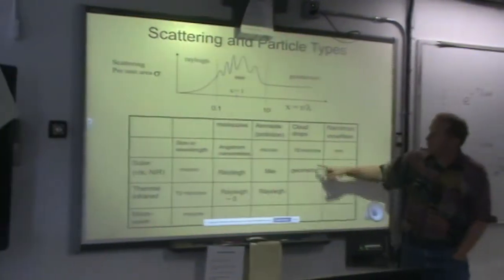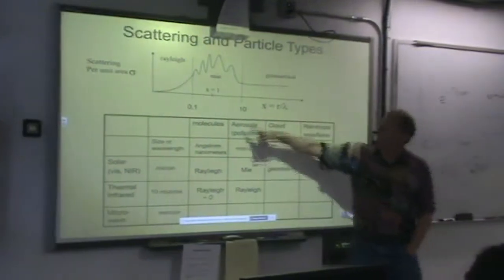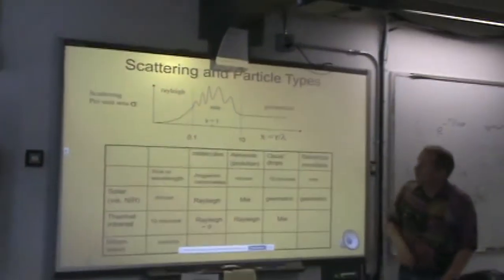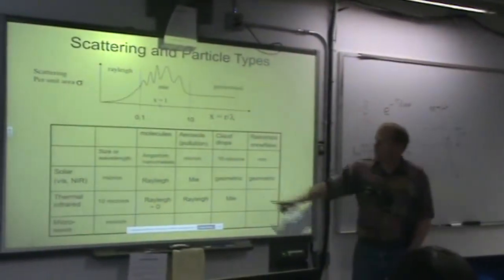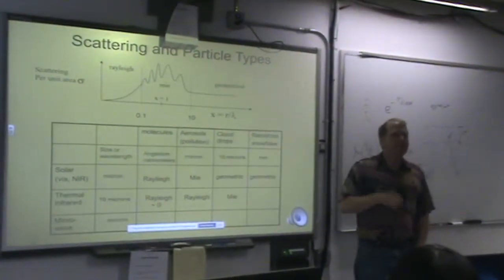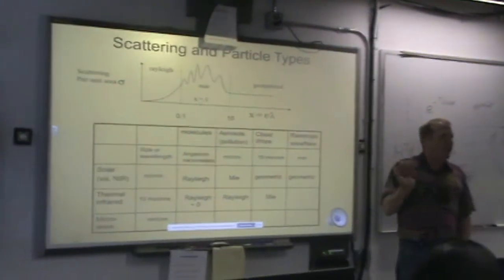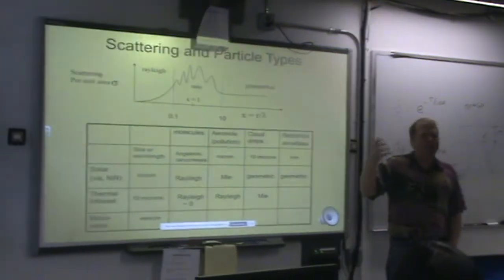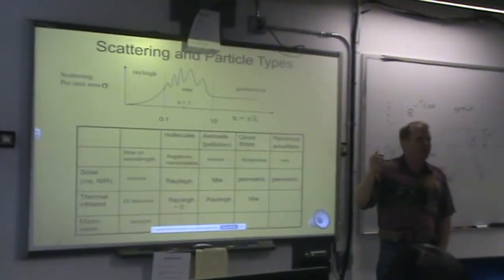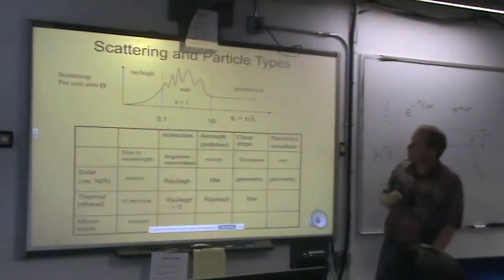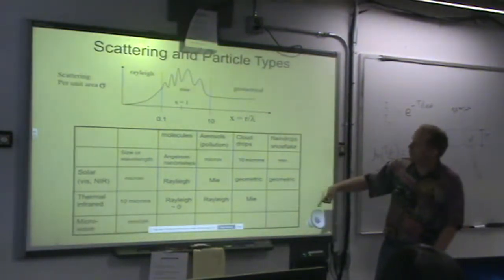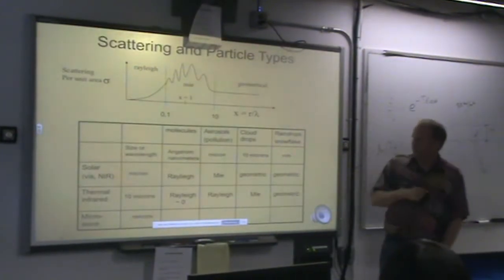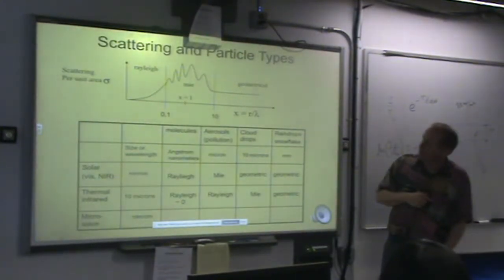Okay, cloud drops, 10 microns, 10 microns. We're in the Mie regime. Everything's wacky there. Fortunately, with clouds, the scattering is going crazy, but there's such strong absorption of water in the infrared that normally the scattering you don't even care about, because mainly absorption is what's happening with water. Okay, raindrops and snowflakes. Now we're in millimeters versus 10 microns. We're in geometric regime. Okay.